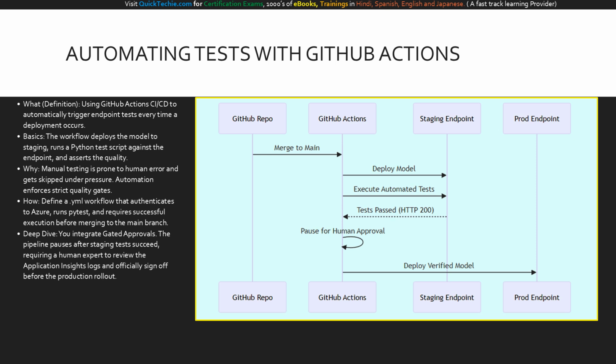This sequence illustrates our automated CI/CD pipeline. When code is merged into the GitHub repository, it triggers GitHub Actions. The action first deploys the model to the staging endpoint and immediately executes the automated tests. Once staging confirms the tests passed with an HTTP 200, the pipeline pauses, waiting for human approval. Upon sign-off, the pipeline safely and automatically deploys the verified model to the production endpoint.